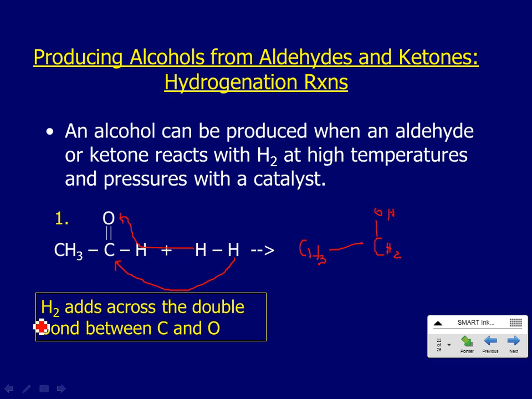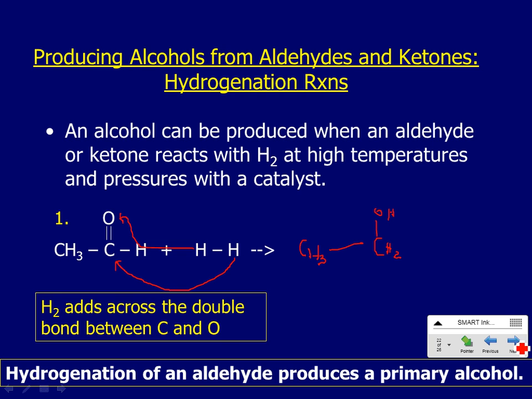I don't think we need to write that. Hydrogen adds across the double bond between the carbon and the oxygen. I think we've got that information. Okay. Hydrogenation of an aldehyde produces a primary alcohol. You can write that one down. That's a good thing to put right in there. Because we can do the same for a ketone and we'll get a secondary alcohol.